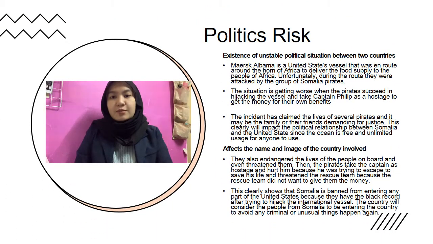Next slide, which is political risk. Under political risk, we have two: existence of an unstable political situation between two countries, and the second one is affecting the name and image of the country involved. Under existence of an unstable political situation, the Maersk Alabama is a United States vessel that was en route around the Horn of Africa to deliver food supplies to the people of Africa.